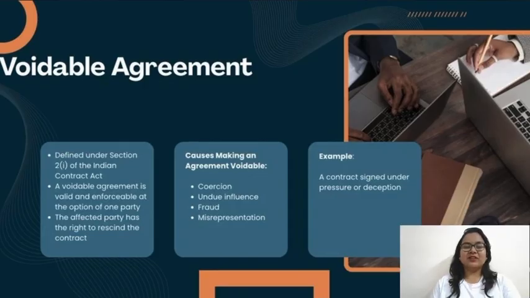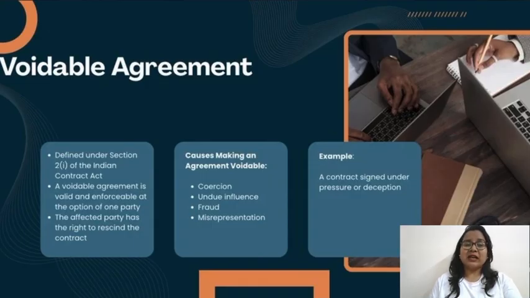Let's now start with voidable agreement. A voidable agreement is one that starts off as valid and enforceable but can be rejected or cancelled by one party, usually the one who was wronged or pressured during its formation. It is defined under Section 2(i) of the Indian Contract Act 1872. The key feature is that it remains legally binding unless and until the aggrieved party chooses to void it. The affected party has the option to withdraw from the contract, making it void from that point onward.